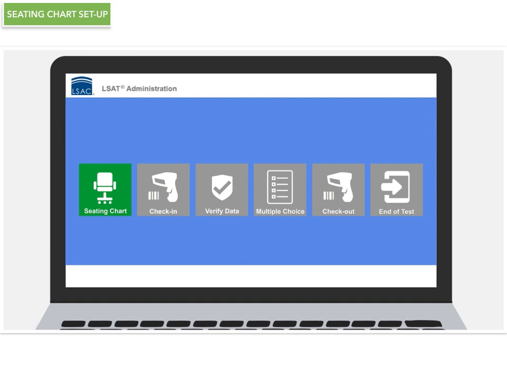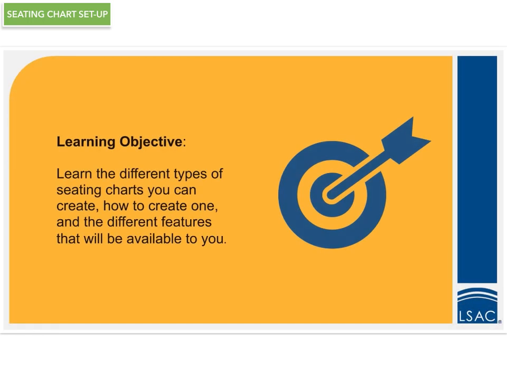The first tile in the Test Day app is the seating chart. As you see, it will be highlighted to indicate it is available. Let's look at the different types of seating charts, how to create one, and the features available in this tile.